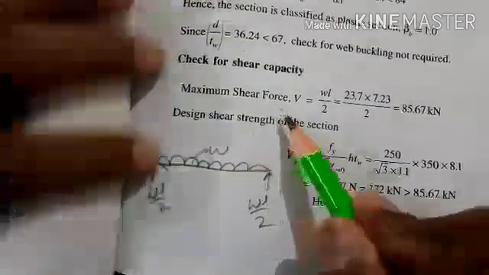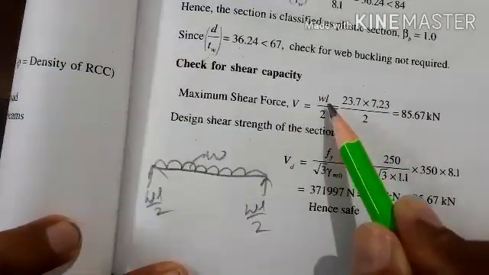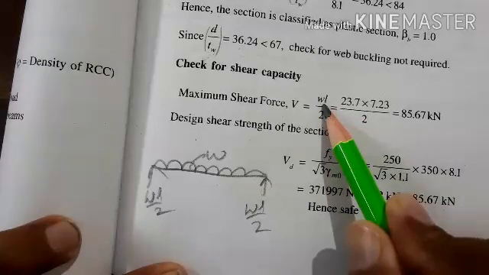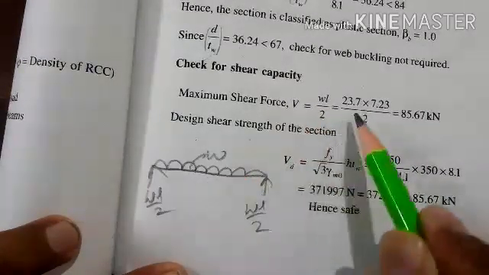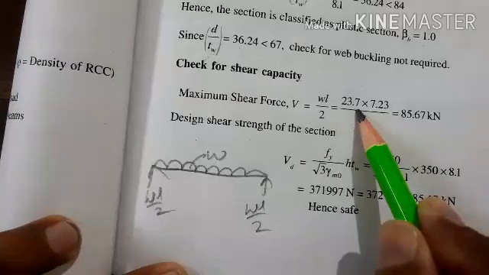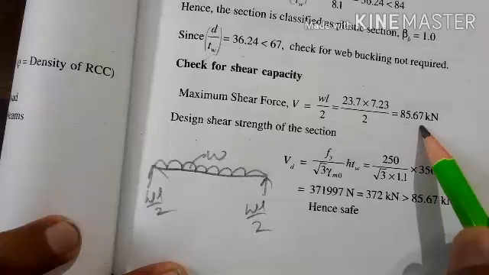Then the maximum shear force acting will be V equal to WL by 2. We know the value of W, that is the total load coming on the beam, that is 23.7. Then we get the shear force as 85.67 kilonewton.